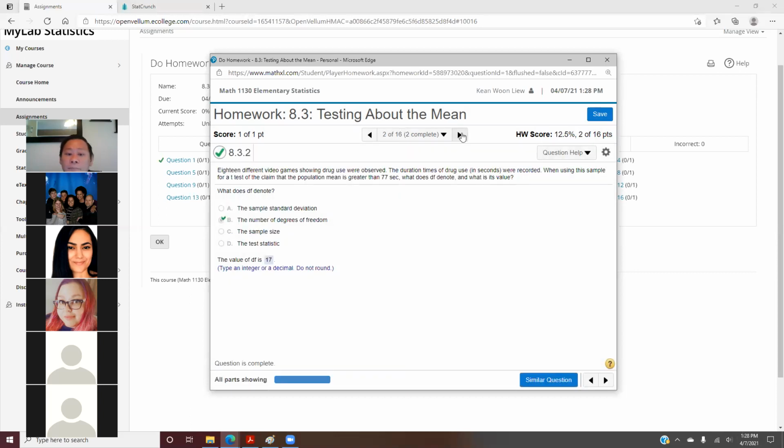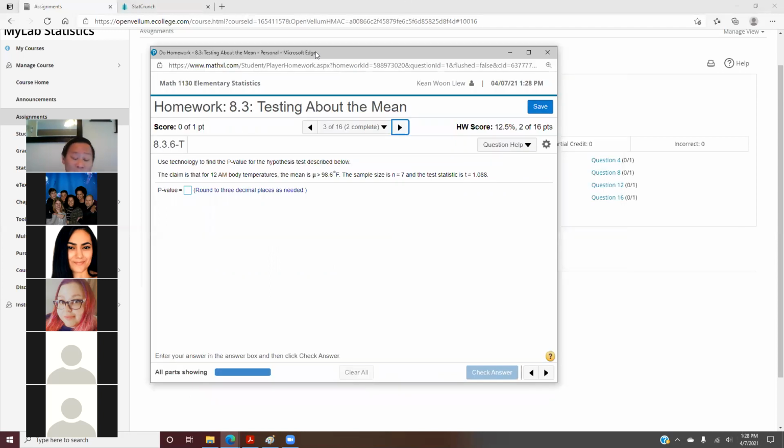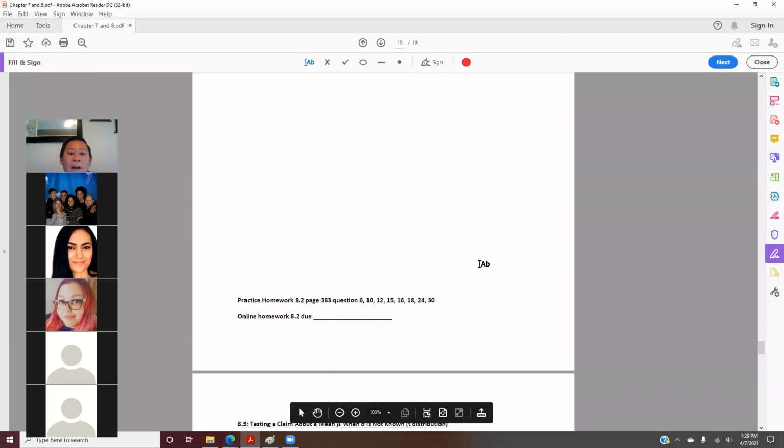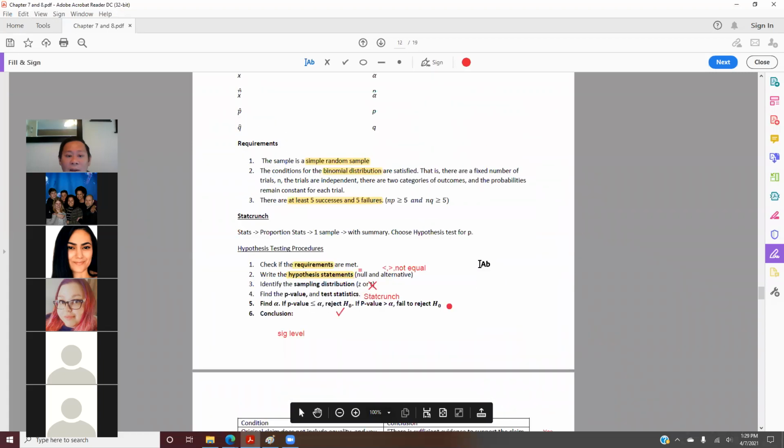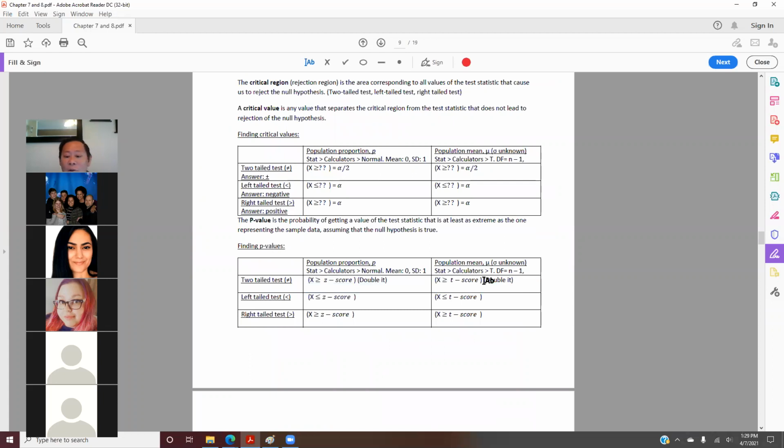You guys all right? Now, a lot of students are asking me this question, so please pay attention. It's not going to be on your test, it's just going to be in your homework. In order to find the p-value, I'm going to pull out my friend here. This is the p-value box in chapter 8.1. So if a question in chapter 8.3 asks you for the p-value, this is how you find it.